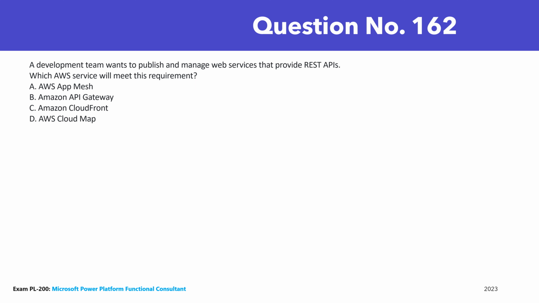A development team wants to publish and manage web services that provide REST APIs. Which AWS service will meet this requirement? A. AWS App Mesh. B. Amazon API Gateway. C. Amazon CloudFront. D. AWS Cloud Map. Correct answer, B.